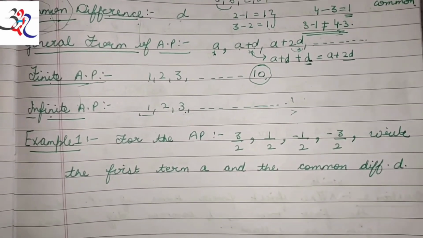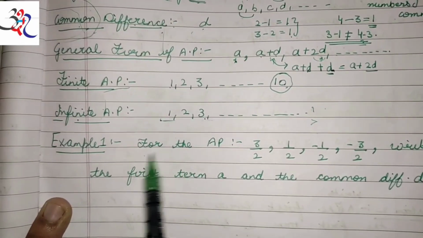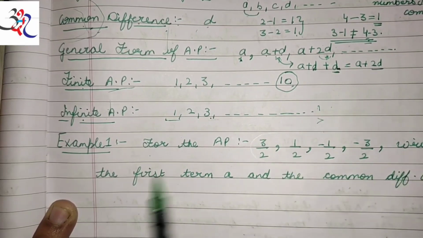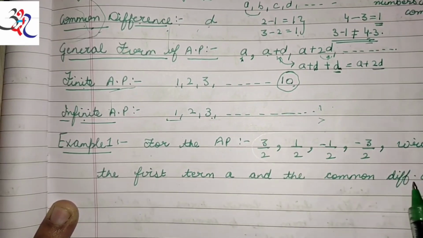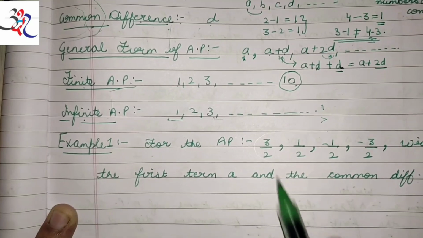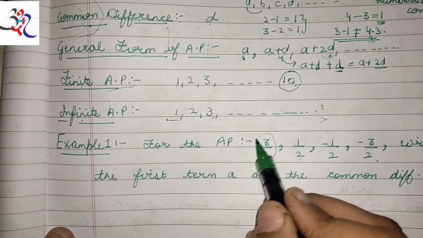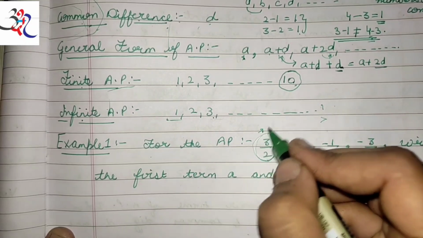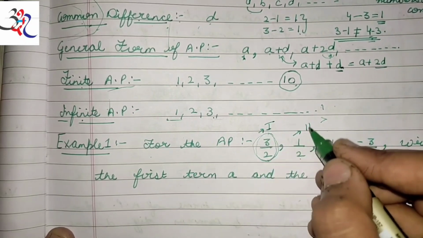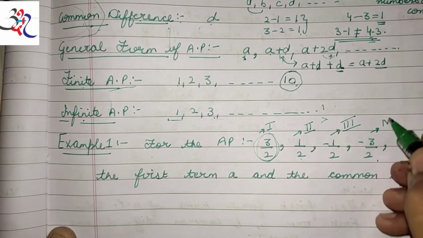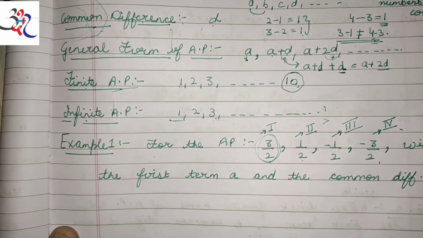Okay, so moving to the very first example, example number 1. It says that for the given AP, write the first term A and find out the common difference. So they have told you that this is an AP. What will be the first term? This is my first term. This is my second term. This is my third term. And this one is my fourth term.